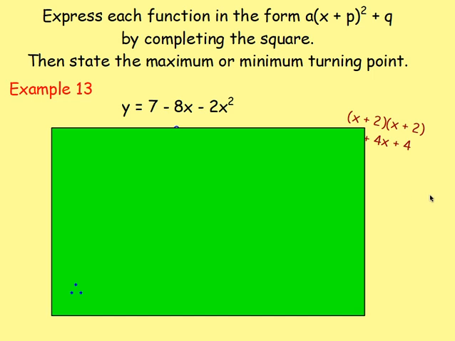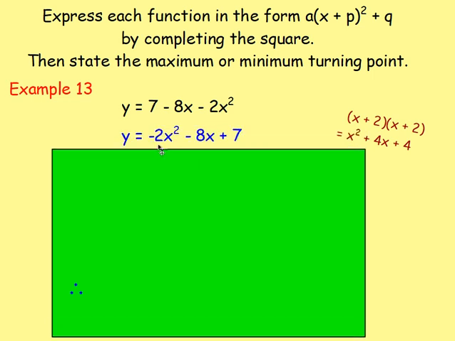Example number 13. For this one, we've got y equals 7 minus 8x minus 2x squared. Again, our x squared has a negative in front of it, and there's also a number in front of it. So let's deal with that. First of all, just write it back to front, put that x squared term at the front. So we've got negative 2x squared, we've still got our negative 8x, and we've got our plus 7.